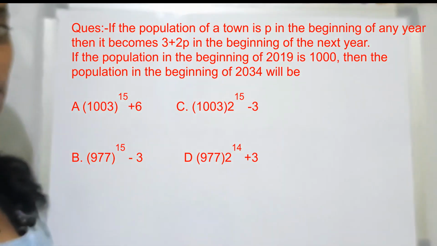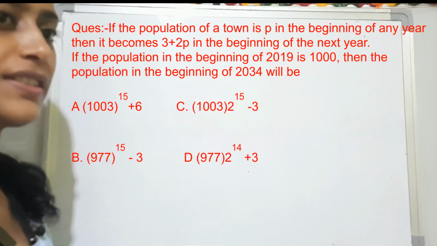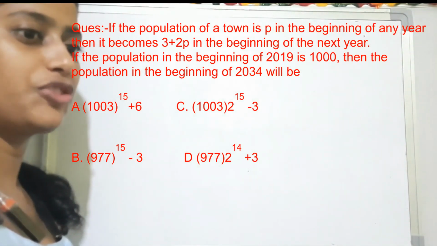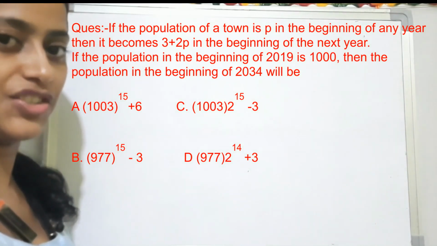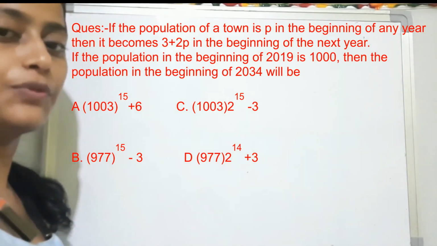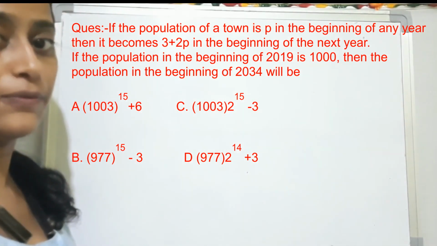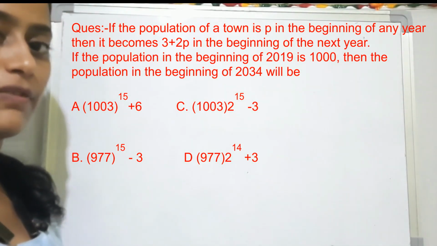So let's begin to solve the given question. The question says if the population of a town is P in the beginning of any year, then it becomes 3 plus 2P in the beginning of the next year. If the population in the beginning of 2019 is 1000, then the population in the beginning of 2034 will be. So let's begin to solve the given question.